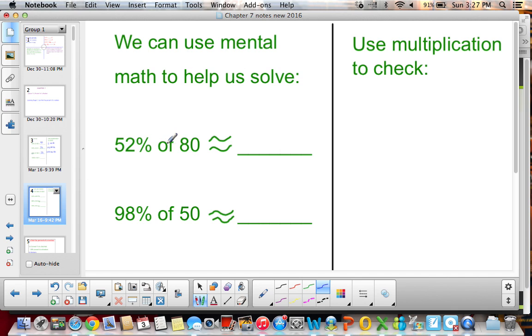So 52% of 80, we know that it has to be, 52% is close to 50. So we know that 52% of 80 is approximately 40. It's going to be around 40. 98%, which is close to 100, 100% of 50 then is going to be approximately 50. We know it's going to be a tad less, but about 50.